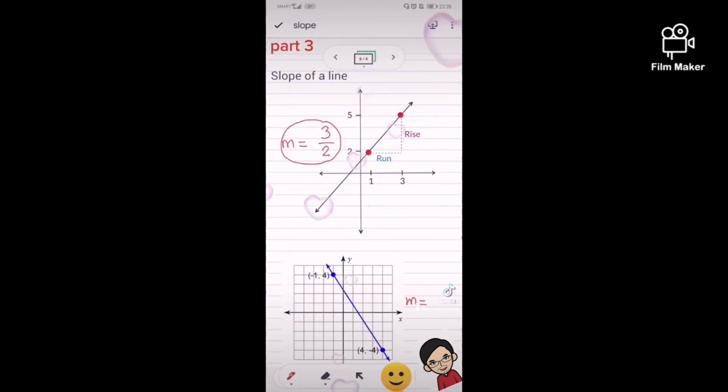Another example, again choose any point. From here, you can count 1, 2, 3, 4, 5, 6, 7, 8. 8 units going down means negative 8. And the other one from here to the right, there are 5 units over. So the slope of the line will be negative 8 over 5.